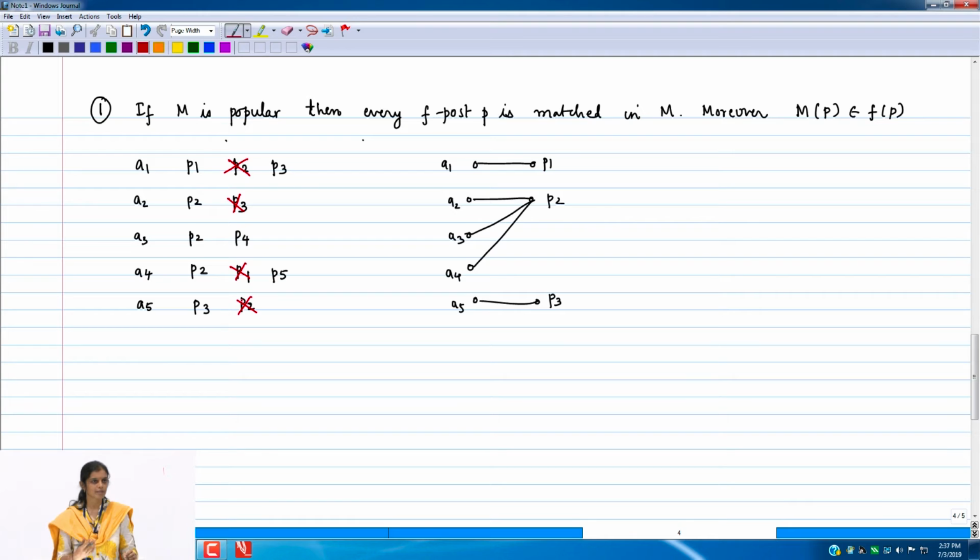So what edges should I add for applicants? Okay, A1 P3. Okay, thank you. Yeah, so that is also a discarded edge. Yeah, good. And anyway, in this example, A1 doesn't need anything. But yeah, that's correct. I'm never going to use that edge.